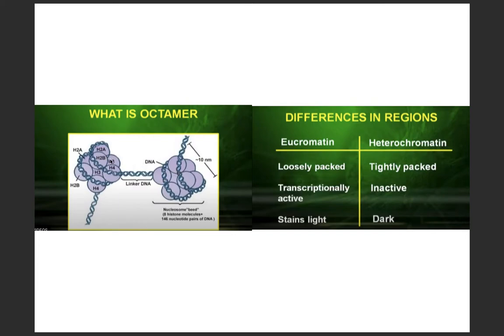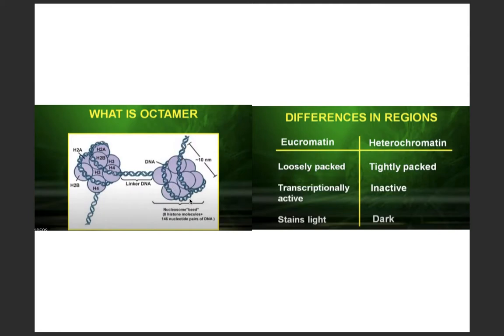This is one beaded structure with one octamer, and this is another beaded structure with another octamer. Here only DNA is present, without histone protein, and this particular part is known as the nucleosome, which forms a bead-like structure. This unit of the packaging of DNA inside a eukaryotic cell consists of 8 histone molecules plus 146 nucleotide base pairs of the DNA.